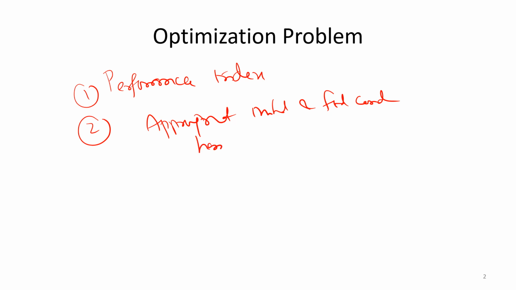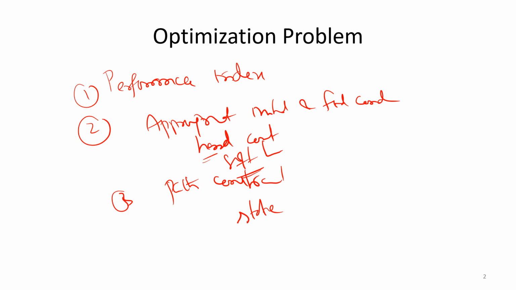So that leads to hard constraints and soft constraints. Soft constraints can be eradicated, but a hard constraint has to be followed. Then the third one is you have to give the path constraints. Path constraints involve state constraints and control constraints, and then system dynamic constraints, which are non-linear.